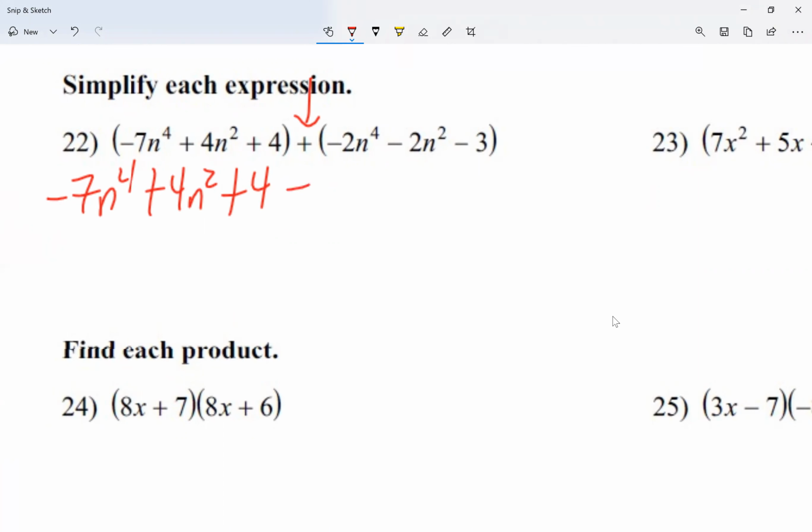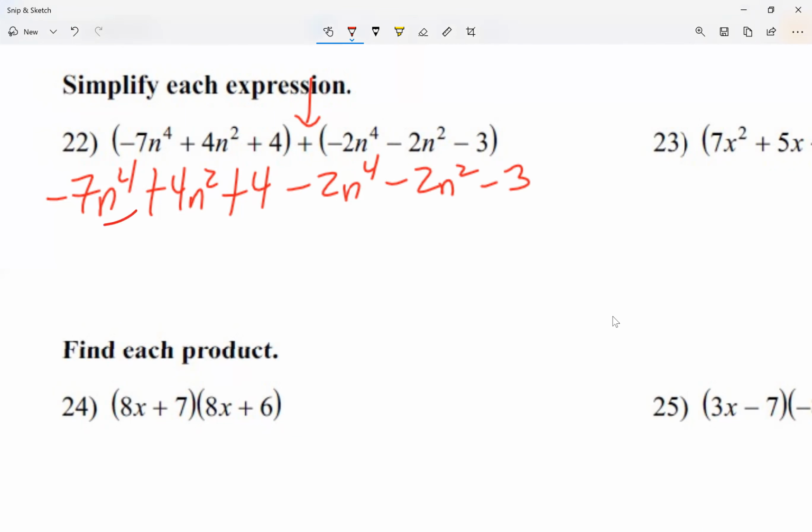Let me just write this as -2n to the 4th minus 2n squared minus 3. If instead of a plus, it was a minus, I would have changed the signs of the second parentheses. Okay, now, let me just combine like terms.